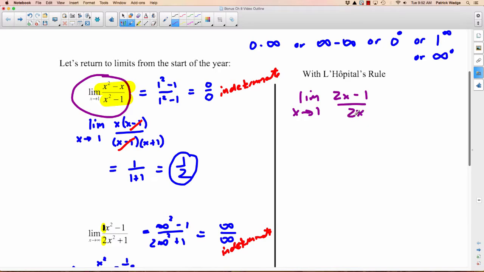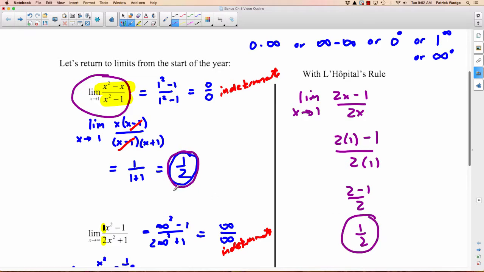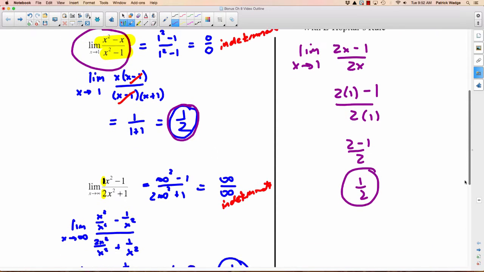And now we're going to hope, it won't always work, but we're going to hope that we can now substitute 1 in here, and it'll work. So let's try. We'll have 2 times 1 minus 1 over 2 times 1. 2 times 1 is 2, take away 1 is 1, over 2. We get the answer 1 over 2, which is exactly the same as we got over here. Okay, very nice. Let's try the next one.